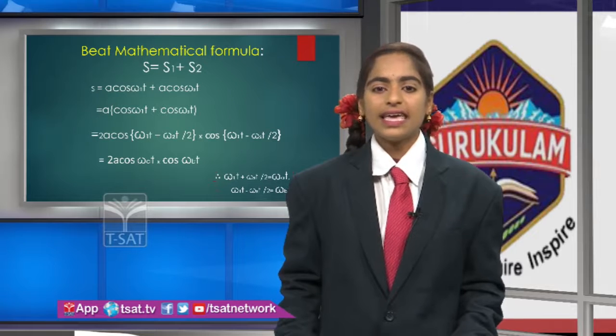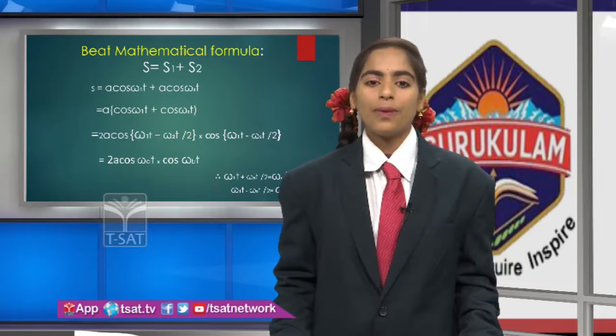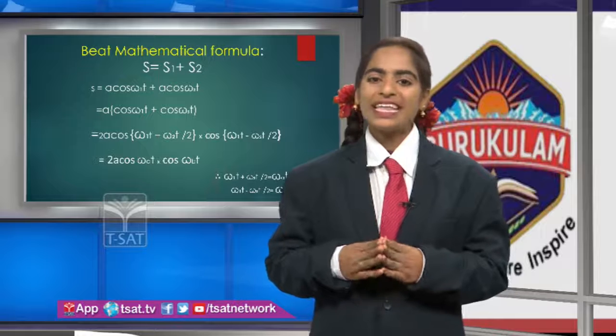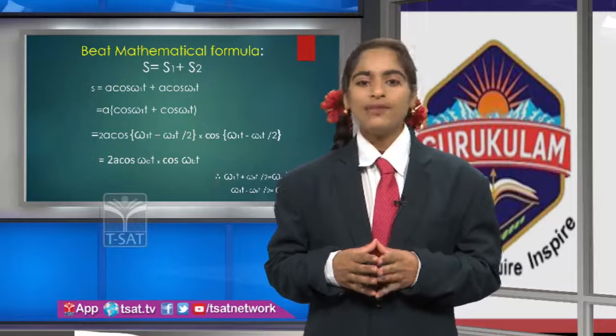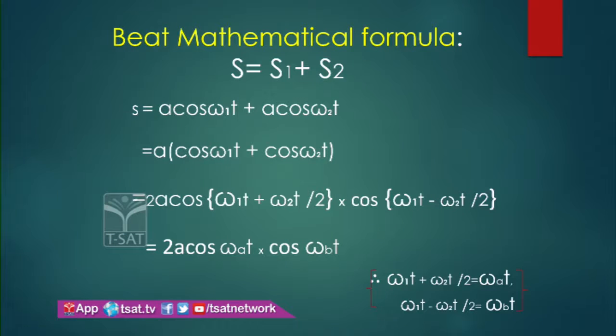In that, (omega 1 t plus omega 2 t) by 2, we take as omega a t, and (omega 1 t minus omega 2 t) by 2, we assume as omega b t. We substitute in the formula 2a cos of (omega 1 t plus omega 2 t) by 2, taking omega a t and omega b t in those places. Finally we find the beat mathematical formula: 2a cos omega a t into cos omega b t.